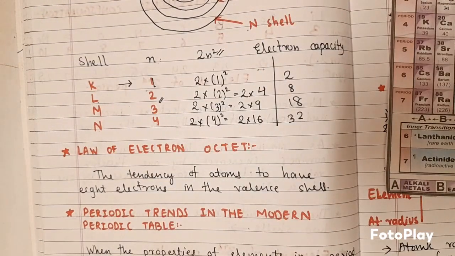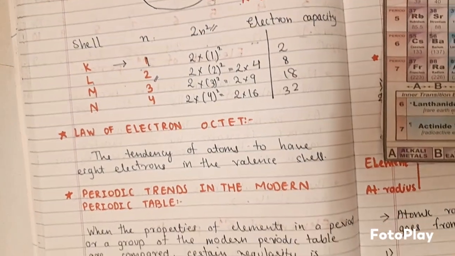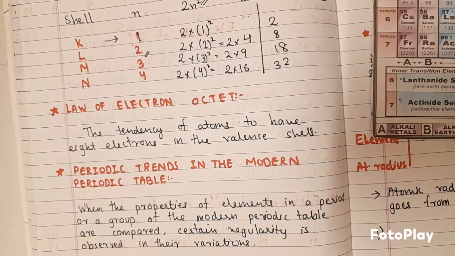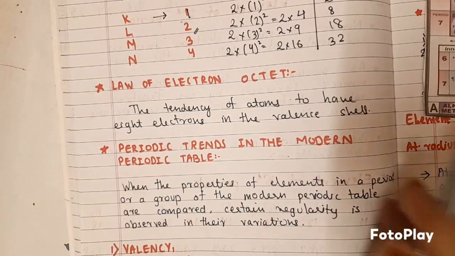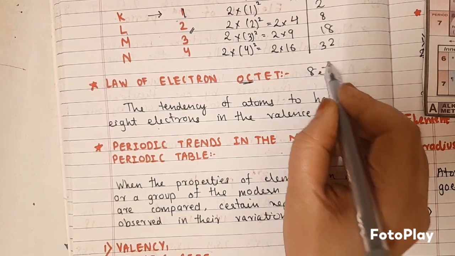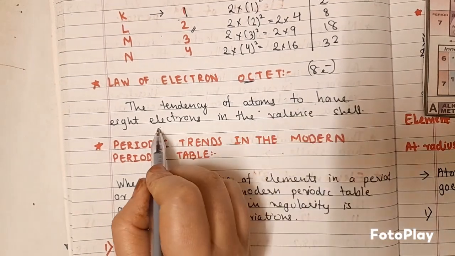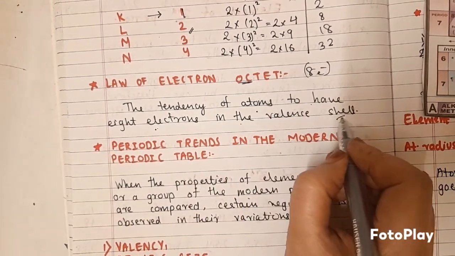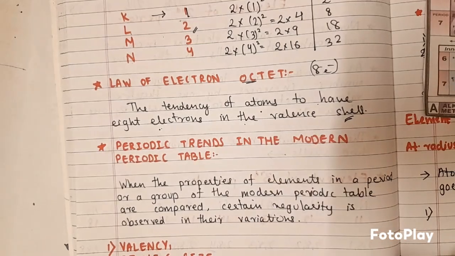Okay, all right, now what is this law of electron octet? Students, the tendency of an atom to have 8 electrons. Octet means 8 electrons, the tendency of an atom to have 8 electrons in the valence shell. This is the law of electron octet.